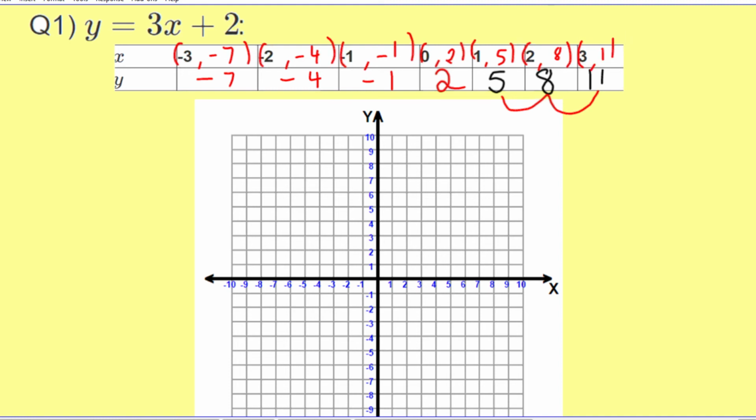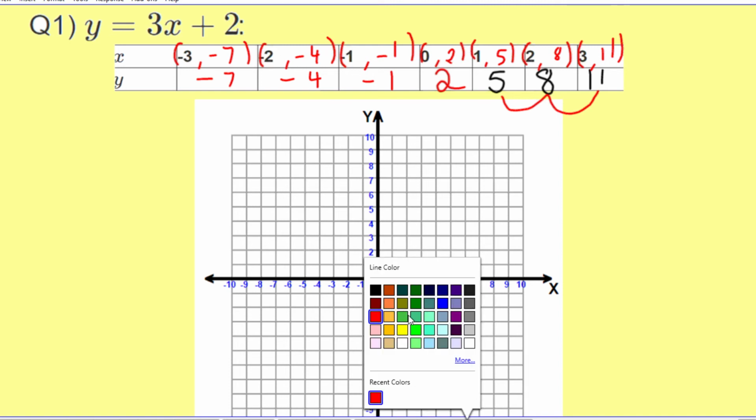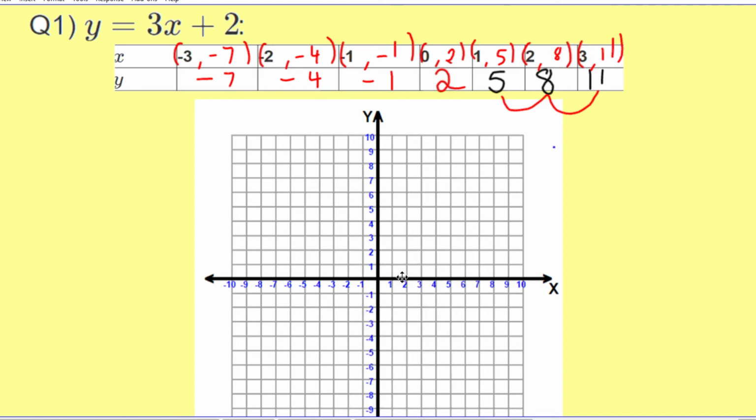Then what I want to do is plot these coordinates. So I can't get 3, 11 on, so I'm going to start with the next one down, 2, 8. So it's 2 along the x, remember, and up to 8. So put a cross there. Then 1, 5, so 1 along, 5 up. 0, 2.